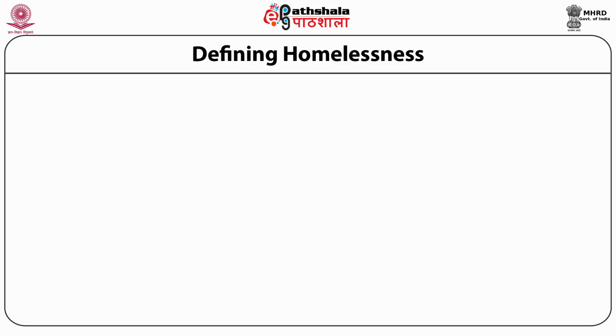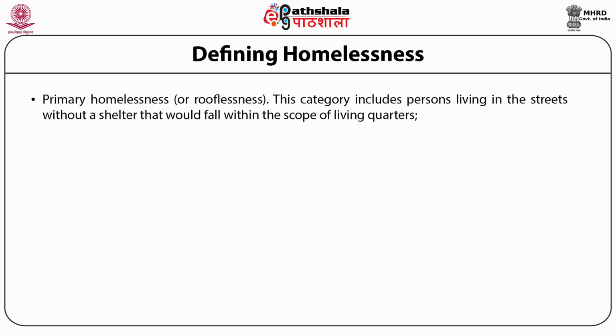Thus, to further clarify, this definition divides homelessness into two categories. The primary homelessness or rooflessness. This category includes persons living in the streets without a shelter that would fall within the scope of living quarters.